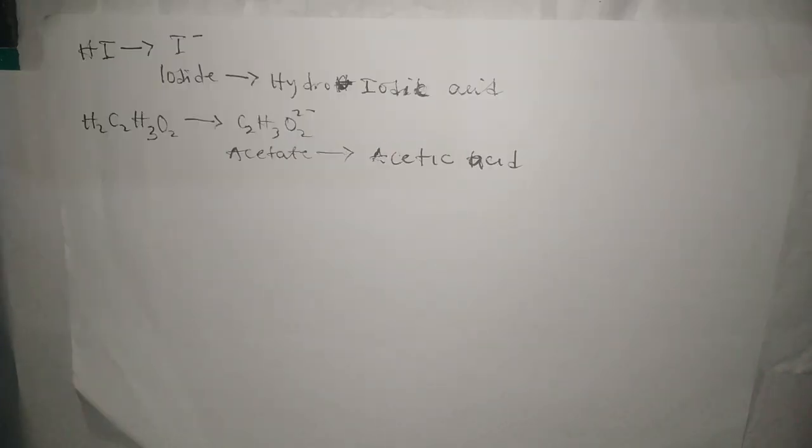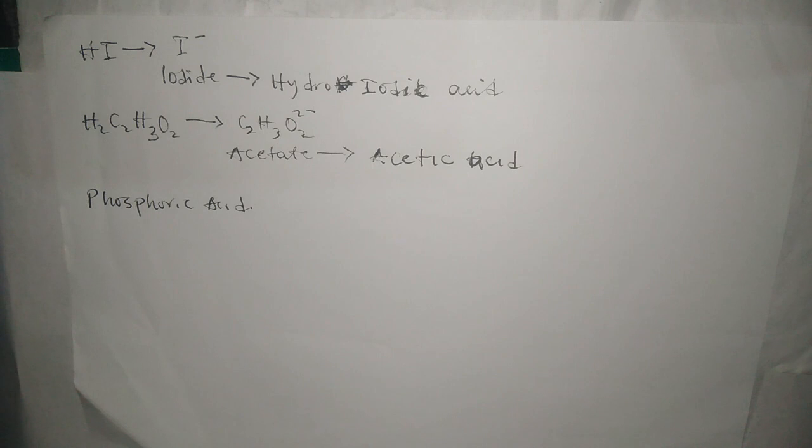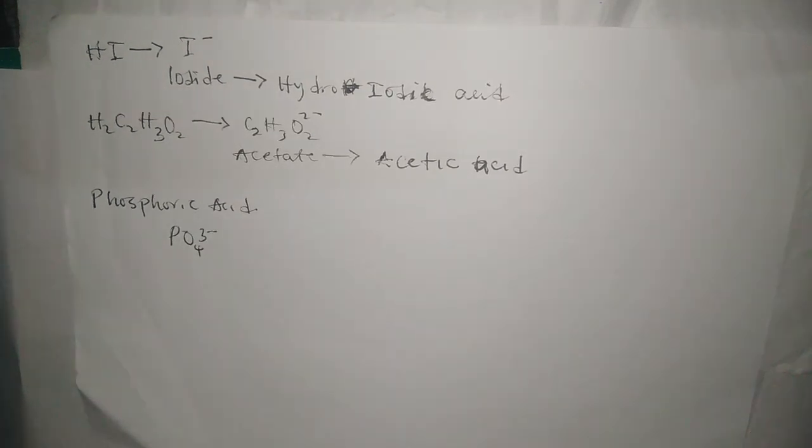Now I want us to look at how to write the formula of an acid if you are given the name of the acid. So maybe in a question you are given the name of an acid and you are asked to write the formula. Let's take for example, you are given phosphoric acid and you are asked to write the formula of this particular acid. How do you go about it? First, you look for the polyatomic ion associated with phosphoric acid. Now, the polyatomic ion associated with phosphoric acid is known as phosphate.